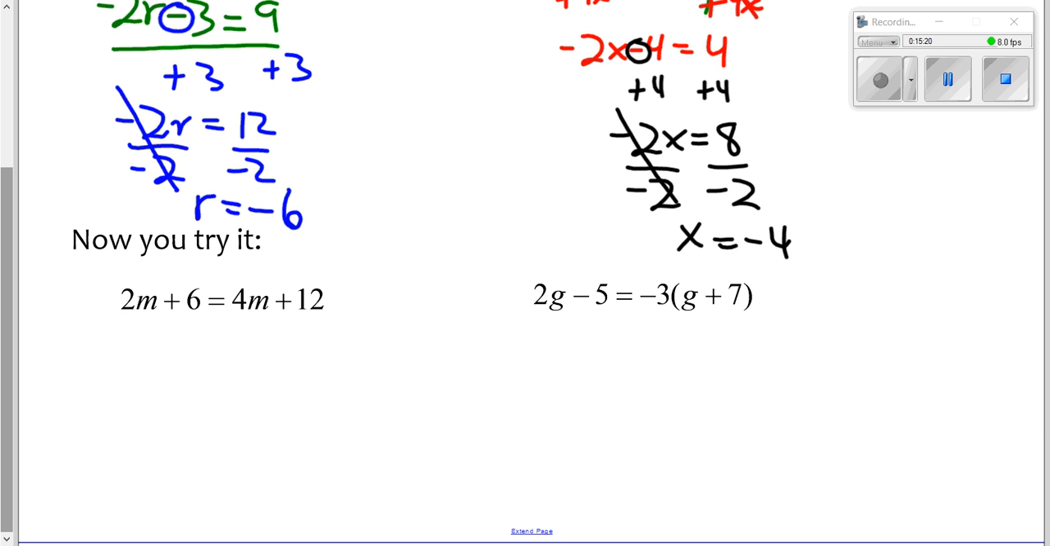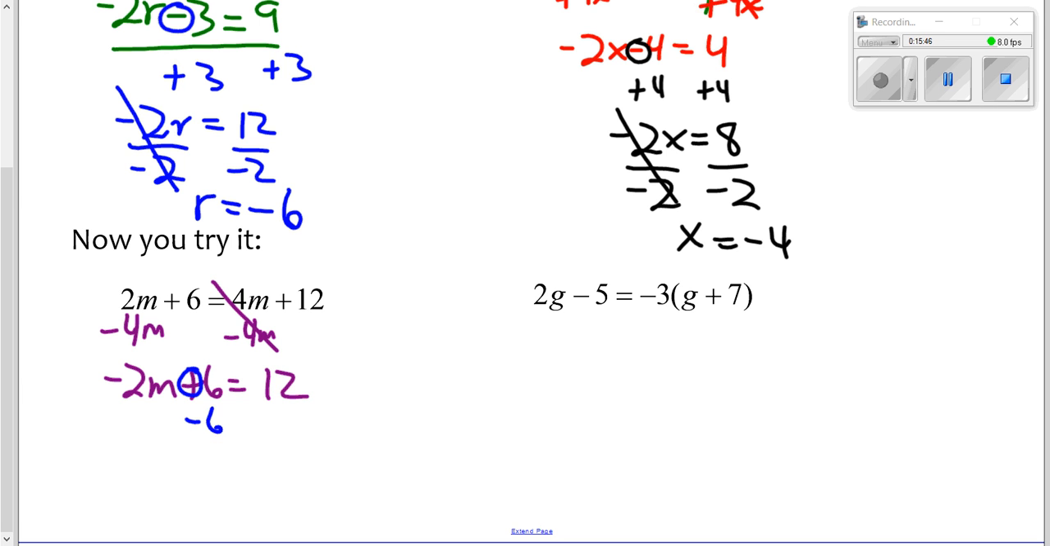Okay, I've identified that I have a negative here, or I'm sorry, I'm going to use a negative here to subtract the 4m because I want to get it to the left, so I'm going to subtract it from both sides. 2m minus 4m is a negative 2m. I'm going to bring down the 6. Those 4m's are going to go away. I'm left with 12. Okay, so now my two-step.